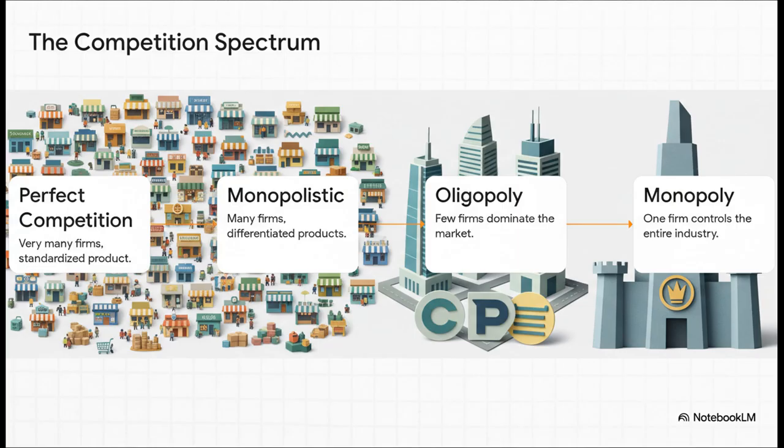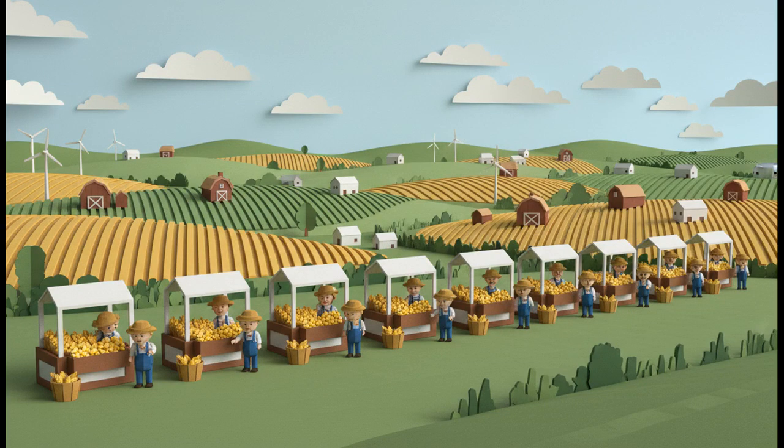And on the complete other end, you've got just one single company that rules the entire industry. So first up, let's talk about perfect competition. The textbook example is always something like farming. Think about it. You have tons and tons of farmers, and they're all selling basically the exact same thing, like wheat. Because of that, no single farmer has the power to set the price for everybody else.